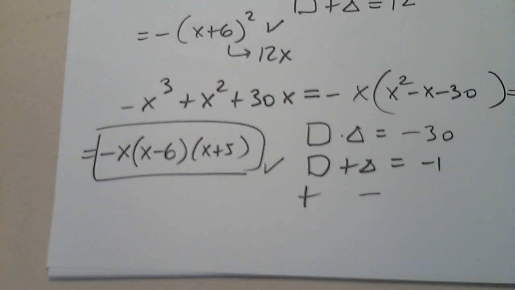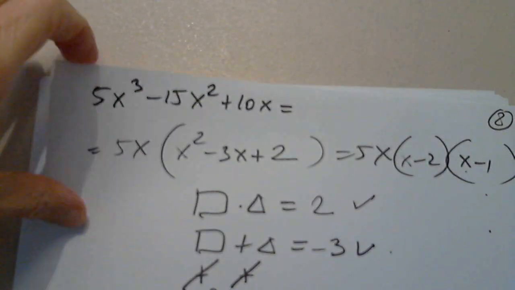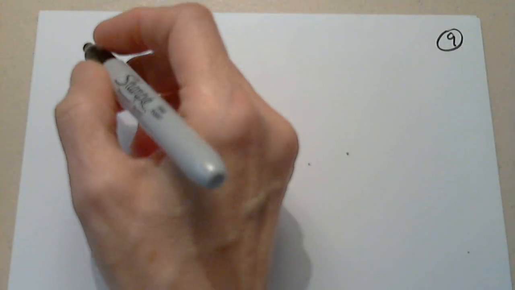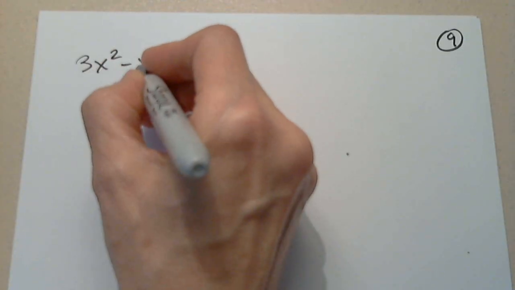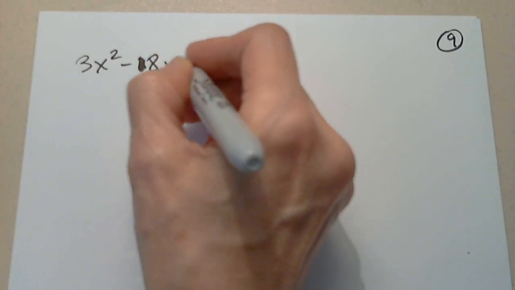Okay, moving on. This is a little bit more involved. Okay, factoring by grouping. This is the easiest of all, as you've noticed. So 3x squared minus 18x plus x minus 6.